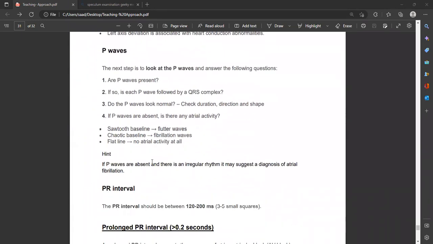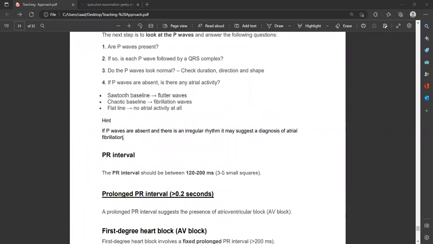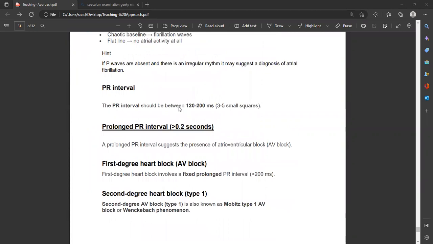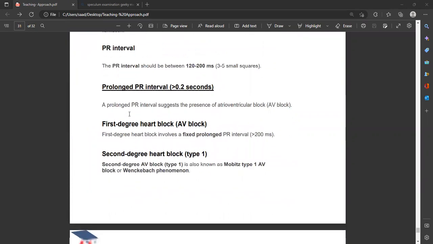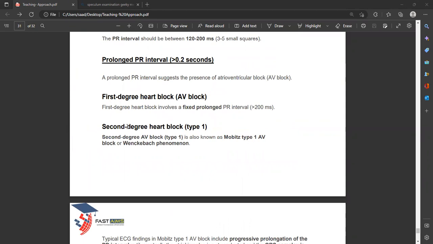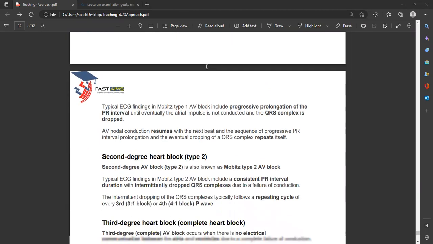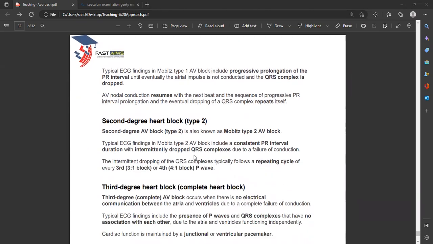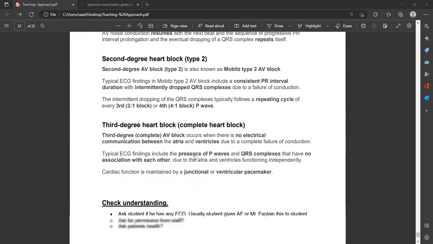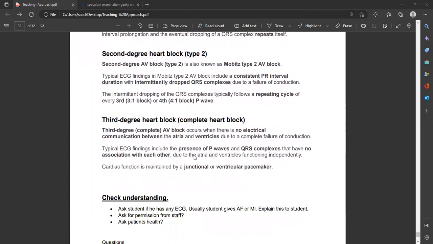Then there are P waves. If there is no P wave and the rhythm is irregular, then it could be atrial fibrillation. You can mention flutter waves, fibrillation waves, and the PR interval. There is first degree heart block, and second degree heart block, Mobitz type 1, Wenckebach, with progressive prolongation of the PR interval and then a skipped beat. In type 2, the PR interval remains constant, but there is a skipped beat after 3 to 4 QRS complexes. In third degree heart block, there is no correlation between P waves and QRS complexes.